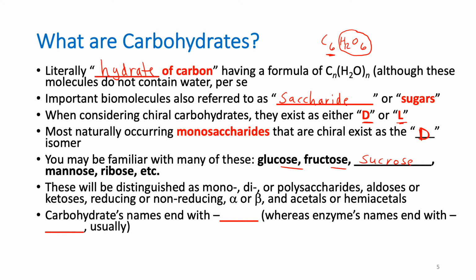And as I mentioned earlier on this slide, carbohydrates' names end with OSE, typically, whereas enzymes' names typically end with ASE. So when talking about oxidative phosphorylation, you use ATP synthase. That tells me that that's an enzyme. Whenever you ingest a sugar called sucrose, that tells you it's a carbohydrate because it ends with OSE.